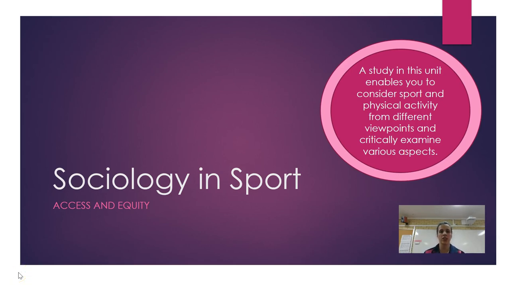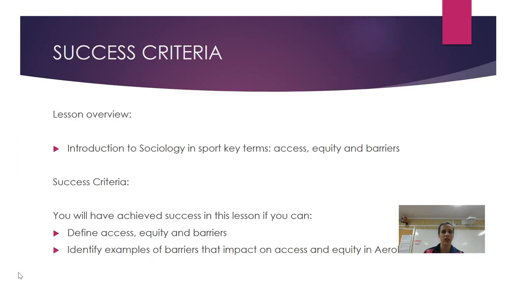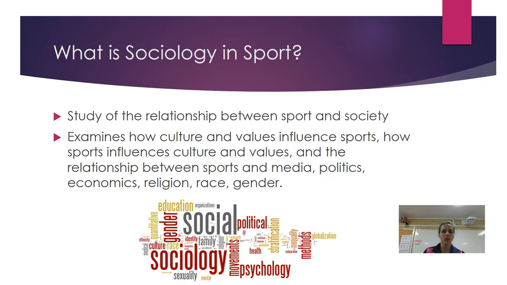Now you studied this unit in year 10 last year, I think term 3, so hopefully it is a revision for you and you can recall some of the key concepts and definitions that I go through today. Our success criteria: you will have achieved success in this lesson if you can firstly define 3 key terms: access, equity and barriers, and start thinking about examples of barriers that might impact on access and equity to the sport of aerobics. So what is sociology and sport?